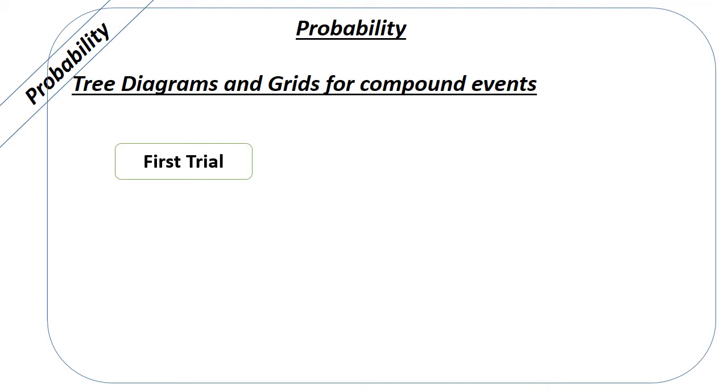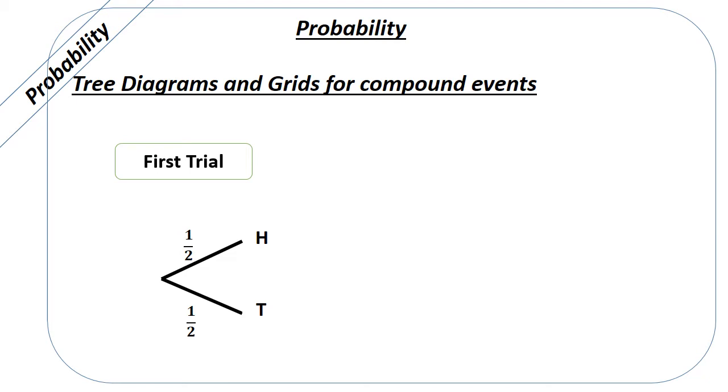So we're going to start with trial 1. If you toss a coin, then the probability of getting a head is 1/2, because we have one head on the coin and the two possible outcomes are head and tail, so it's 1/2. Again, if you do the same, the probability of getting a tail is also 1/2. So this is the first trial. These are possible outcomes in the first trial.